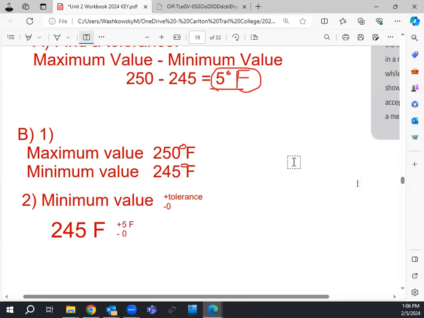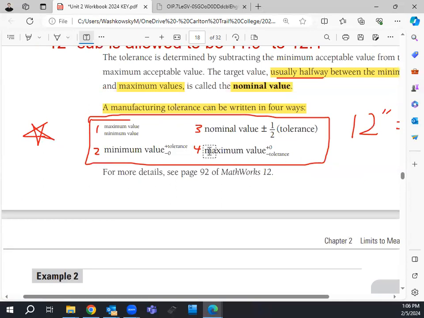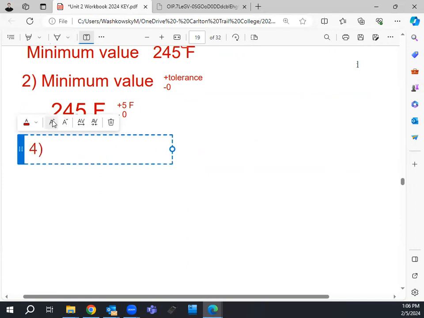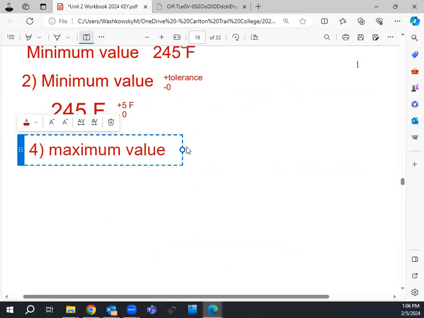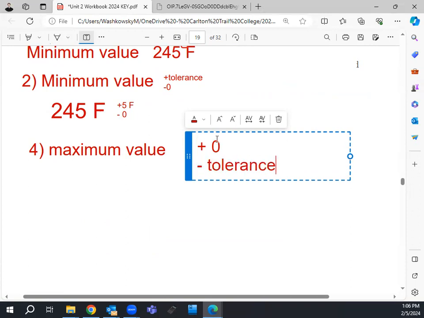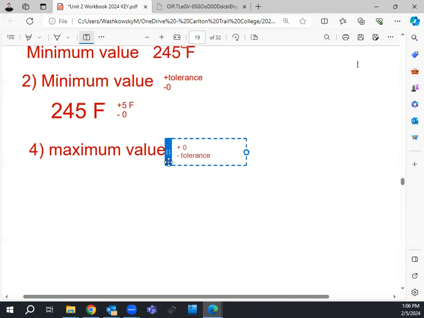Now, I'm actually going to go straight to question number 4, just because it's very similar, if you're noticing. So I'm going to skip 3 for now. I'll just put it right here. Don't need to leave space. I'll just go straight to question 4. So question 4 is the maximum value. And then what we do is we say it's plus 0. It can't get any warmer, but we can take away the tolerance. I know that's pretty small writing here, so I'll zoom in.